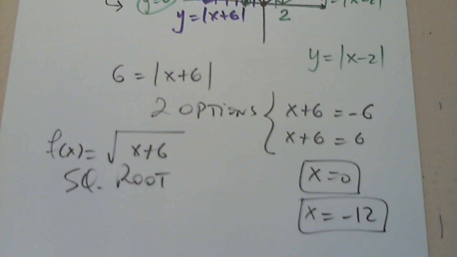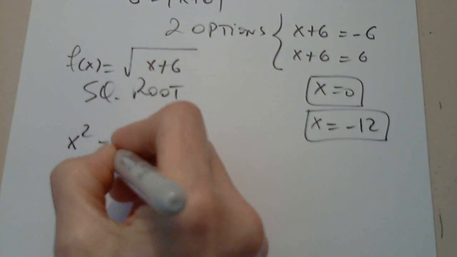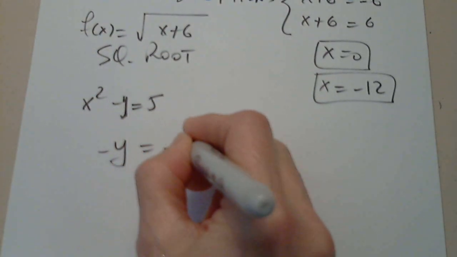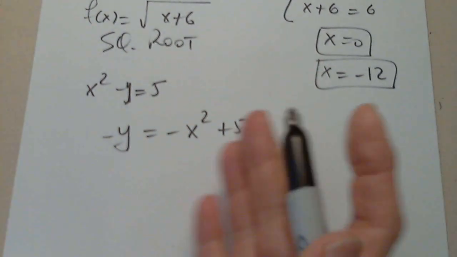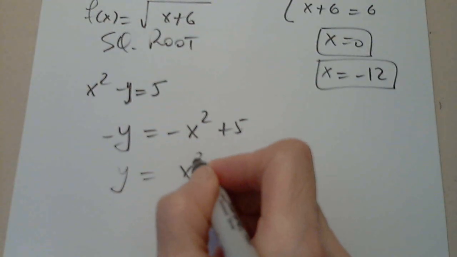Okay, the same thing. We talked about this, so let's discuss it. When they pop up, why not? So we have y squared minus y equals 5. Of course, I'm going to rearrange this and solve for y. Negative y equals negative x squared plus 5. To solve for y, I will multiply by negative 1. So y equals x squared minus 5.